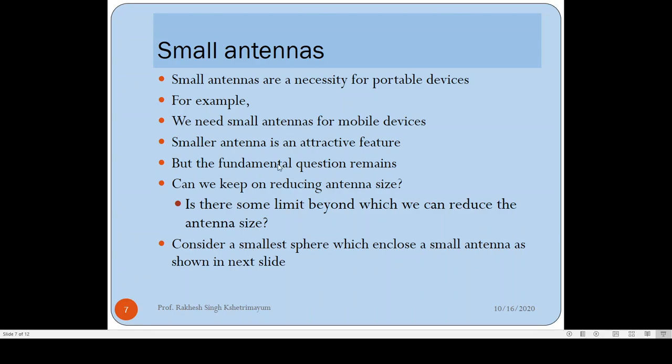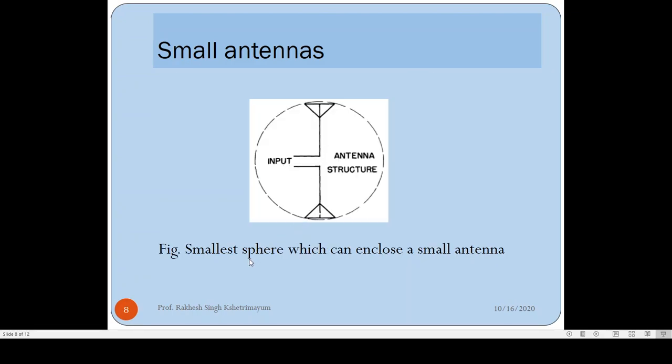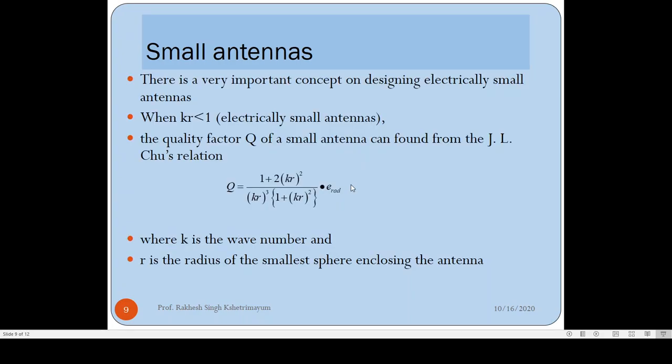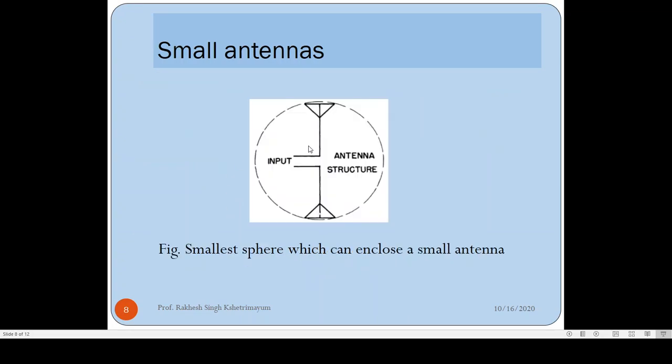In order to do that, you consider an antenna and you enclose that antenna inside the smallest sphere. Assume that there is a sphere which can enclose this antenna, and that sphere is smallest in size, and the radius of this smallest sphere is r, let's say. In that case, there is some criterion you need to satisfy for the quality factor of the antenna.